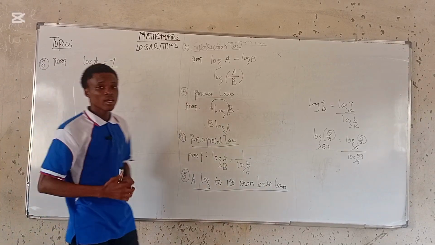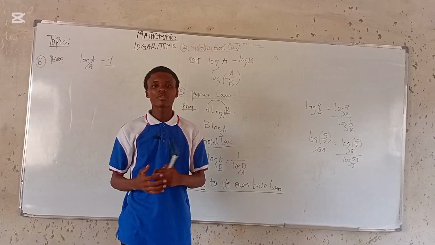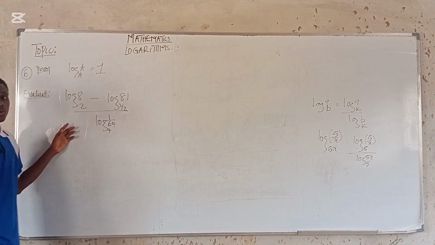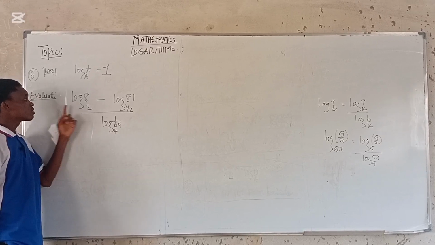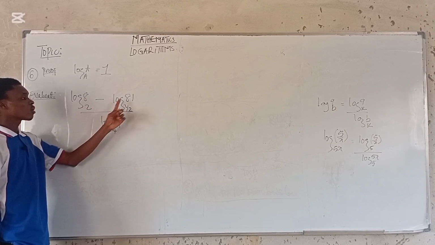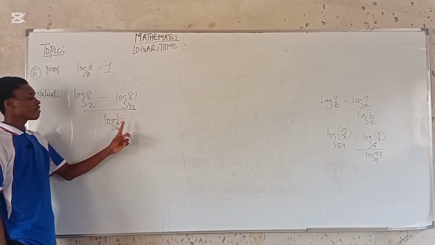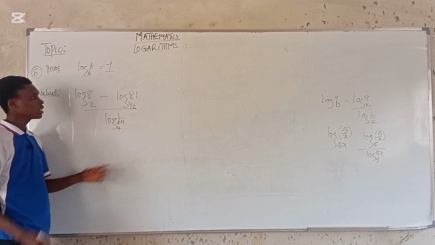Okay, let's take some few examples of it. All right, we have this nice looking question on logarithm. We are asked to evaluate log 8 base 2 minus log 81 base half, divided by log 1 over 64 base 4. How do we solve this?